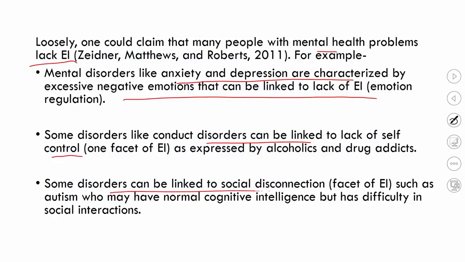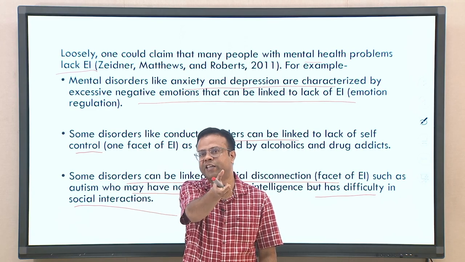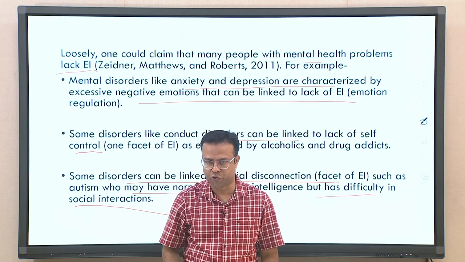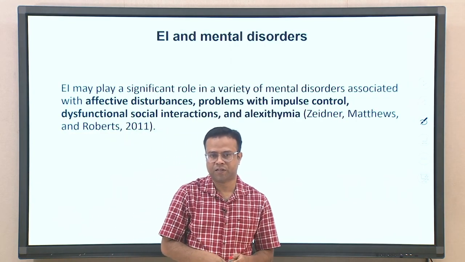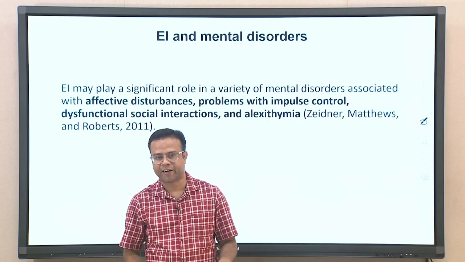Some disorders could be linked to social disconnection, such as autism, which may involve normal cognitive intelligence but difficulty in social interaction. So some disorders are directly connected to a lack of ability to connect with people, like autism and other things, where social connection is a very important aspect of emotional intelligence. This aspect could be lacking in individuals with those disorders. So EI and mental disorders could be very strongly and directly connected.